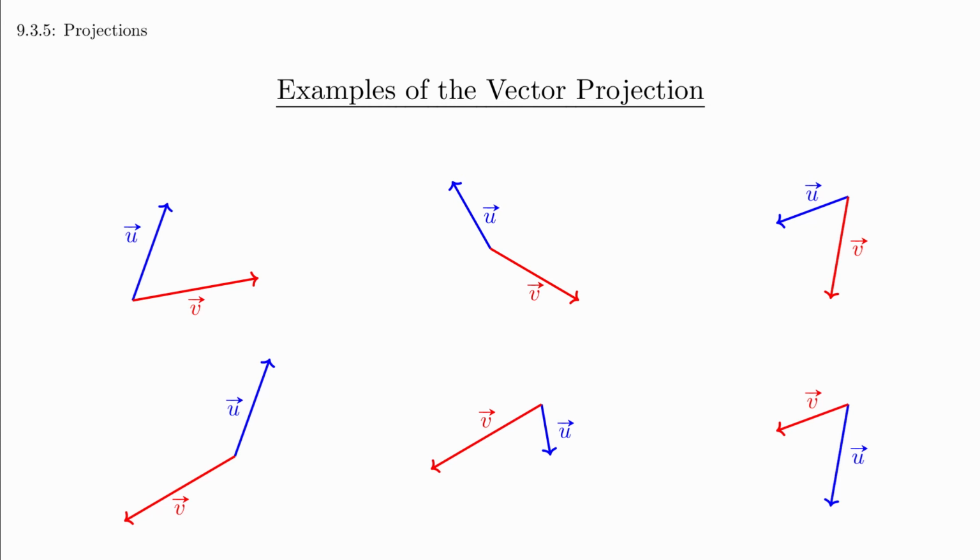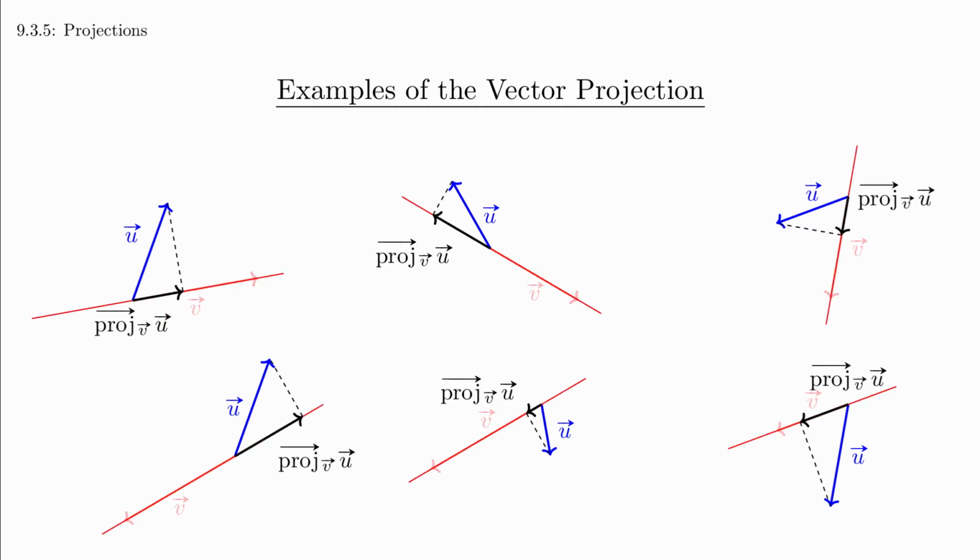Here are the results. Notice that in some cases the projection vector points in the opposite direction of v. Also notice that one pair has the labels u and v swapped, and they give different results. This emphasizes the importance of knowing which vector you're projecting onto which.